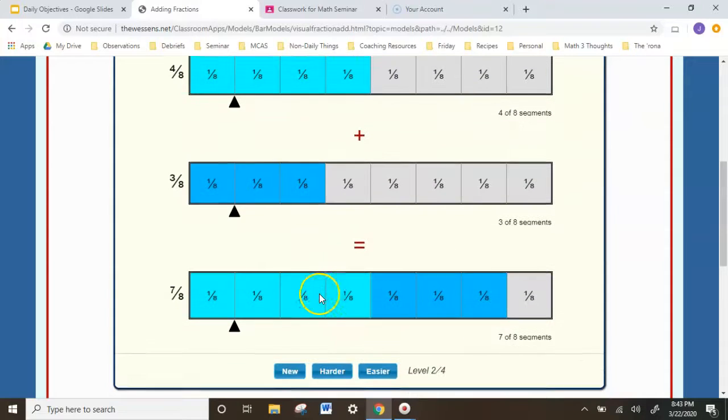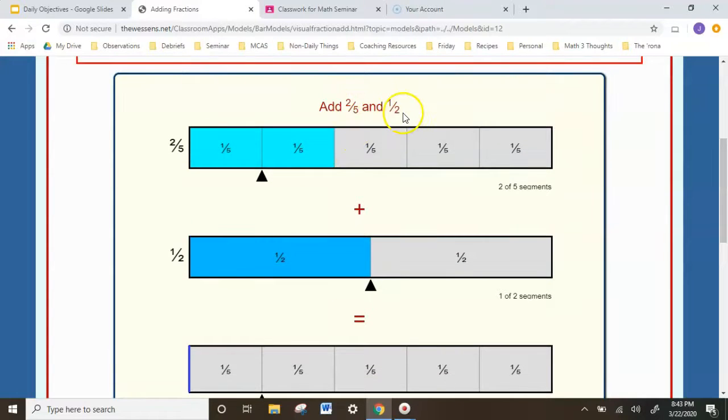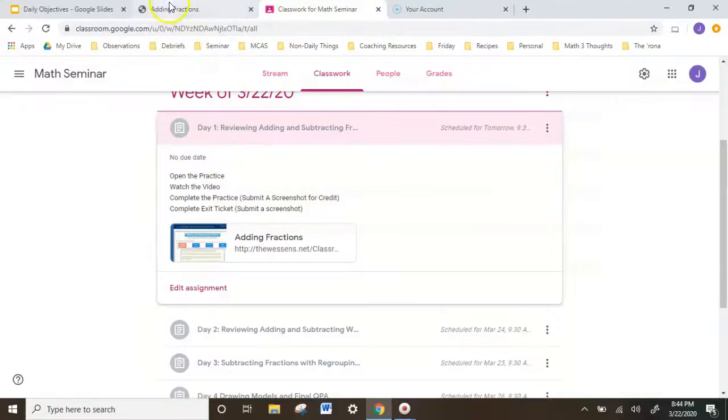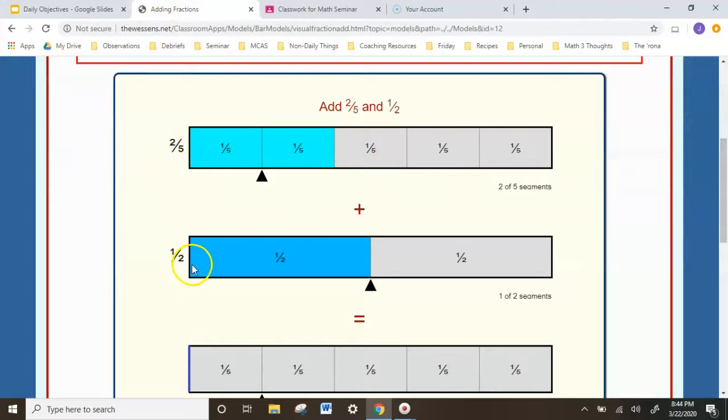Okay, I'm going to try a new one. Oh, interesting. Okay, 5ths and 1/2. Think, is this common or different? Oop, wrong spot. Here we are, different. Not common because the denominators are different numbers, 5 and 2.